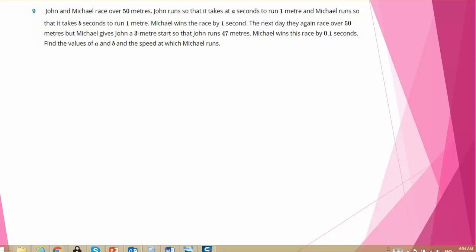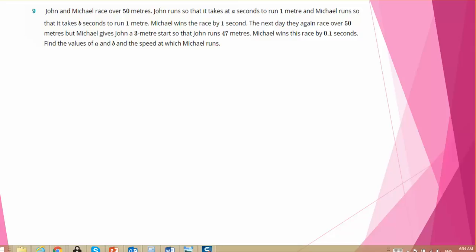This is for Year 11 Methods. We're going to look at question 9 from exercise 2H. John and Michael run a race over 50 meters. John runs it so that it takes A seconds to run 1 meter, and Michael runs so that it takes B seconds to run 1 meter.